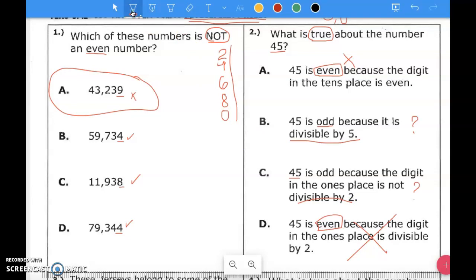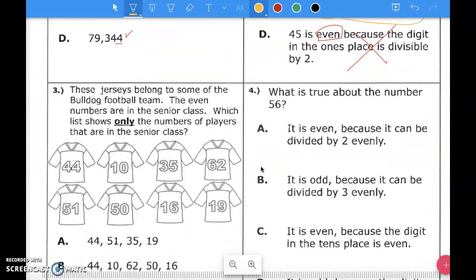So I'm just going to switch my color to yellow. So this is the correct answer. 45 is odd because the digit in the ones place is not divisible by 2, like I showed you here. 2, 4, 6, 8, 0, and you just look at the ones, okay? So these two are related.